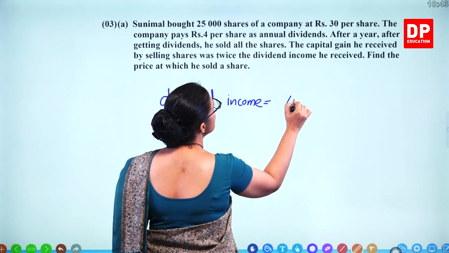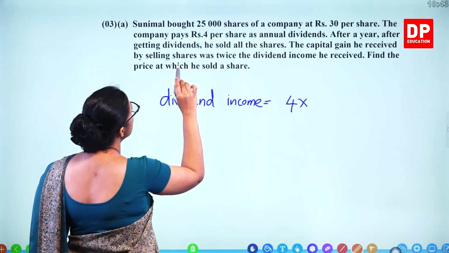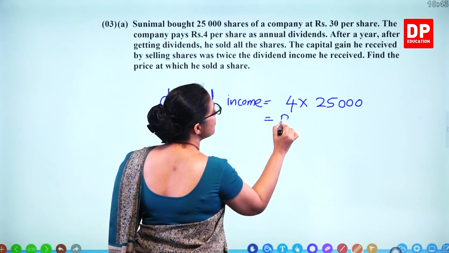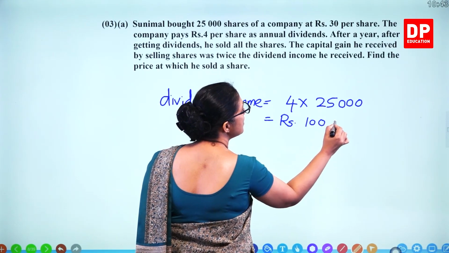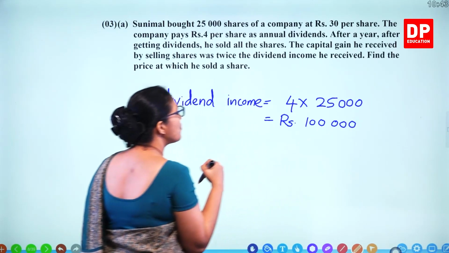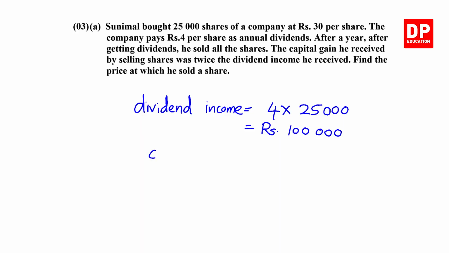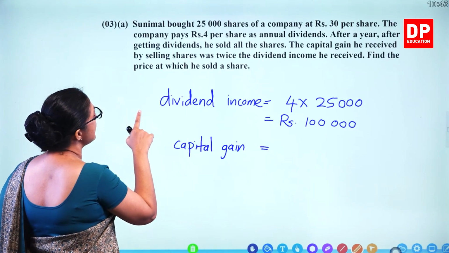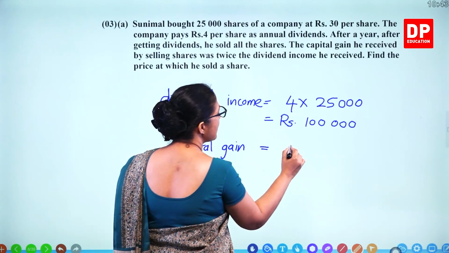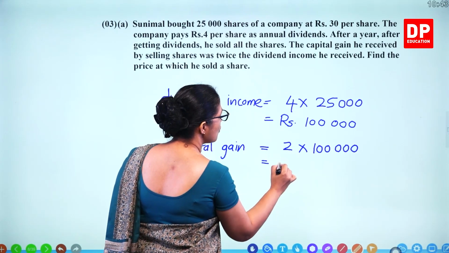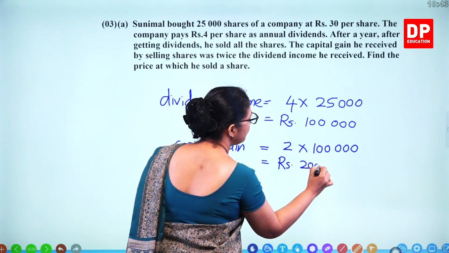4 rupees per share and how many shares? 25,000 shares are there. You get 100,000 rupees. So the capital gain now is double of this. By selling shares was twice the dividend income. So that means 2 times 100,000, so 200,000 rupees.